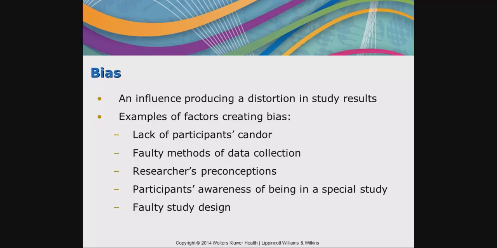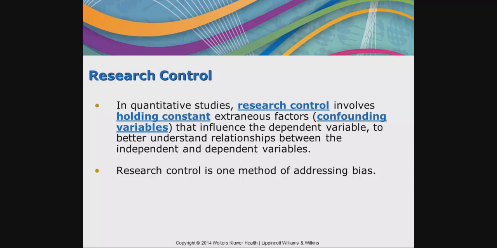So, bias can come in a lot of ways. Faulty methods, participants don't disclose what you're looking for, preconceptions by the researcher, and just a faulty study design. So bias is something important to note. Research control. In quantitative studies, you are really trying to control, right? So you really look for things to make sure you don't have bias introduced. But by George, those little things sneak in there.